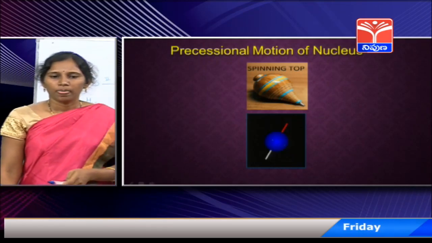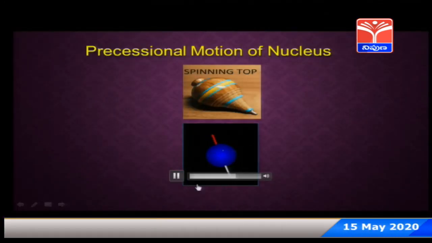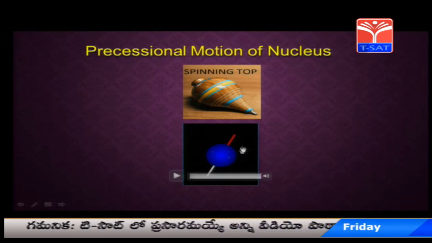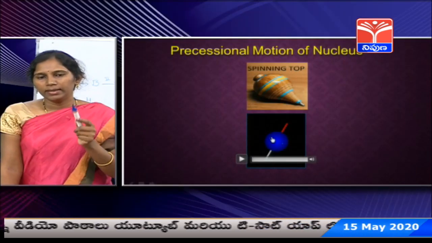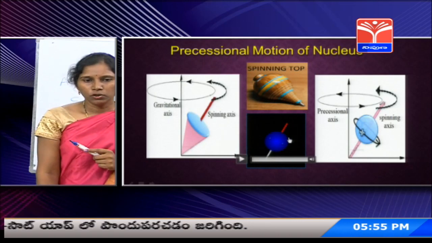See here, that is the precessional motion of nucleus around itself as well as around the direction of the magnetic field. Like that, there exists precessional motion in nuclei. And look at the screen, students.